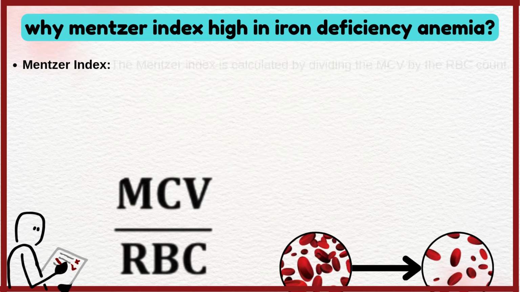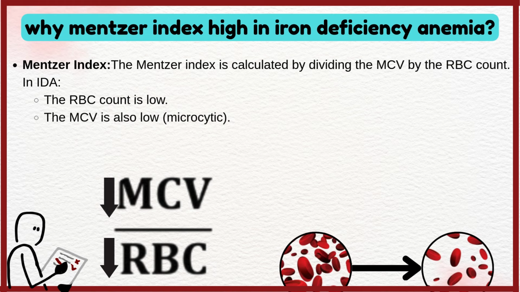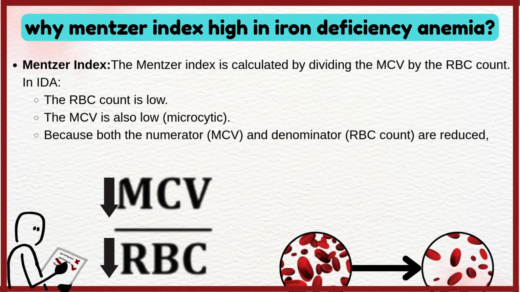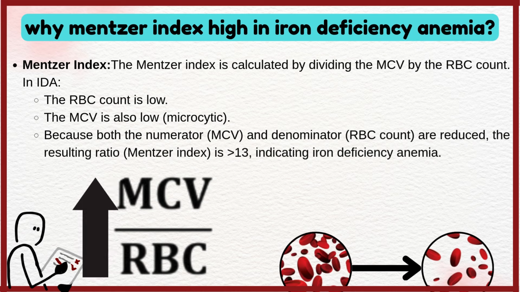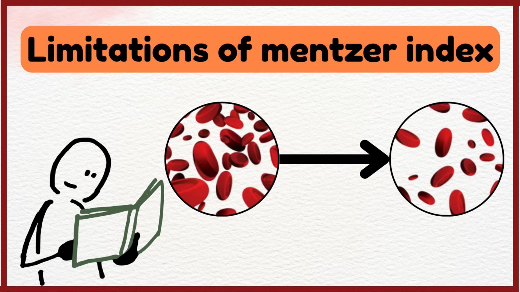Mentzer Index. The Mentzer Index is calculated by dividing the MCV by the RBC count. In iron deficiency anemia, the RBC count is low. The MCV is also low, microcytic. Because both the numerator, MCV, and denominator, RBC count, are reduced, the resulting ratio, Mentzer Index, is more than 13, indicating iron deficiency anemia.